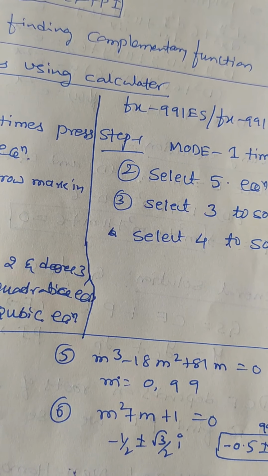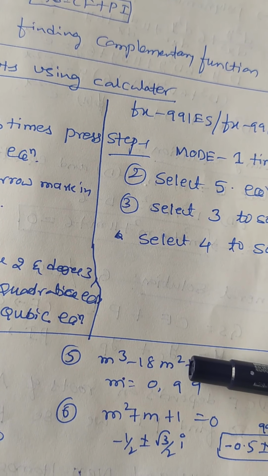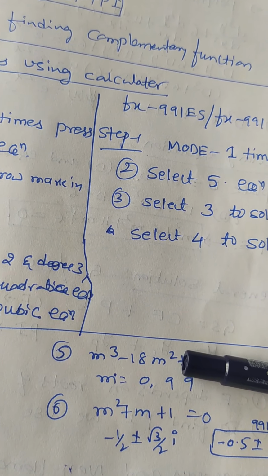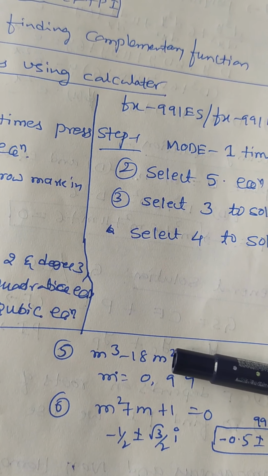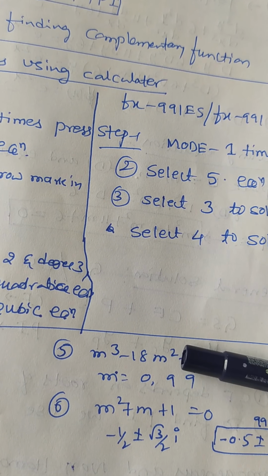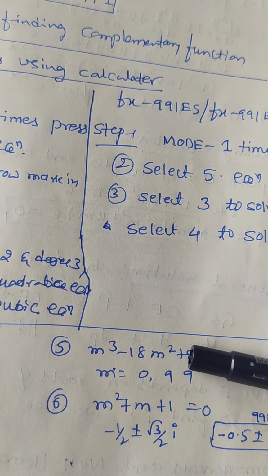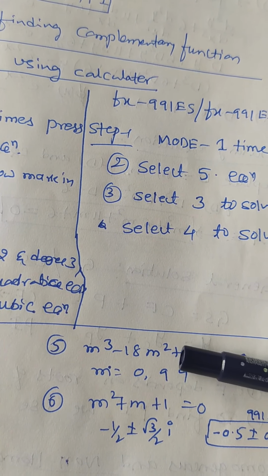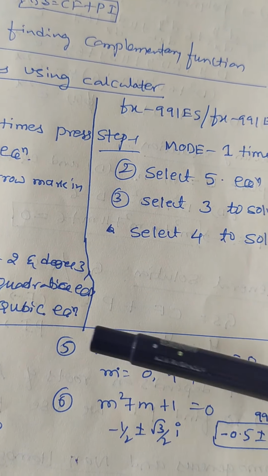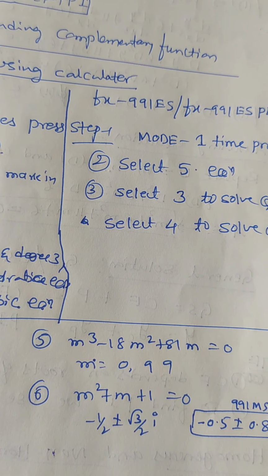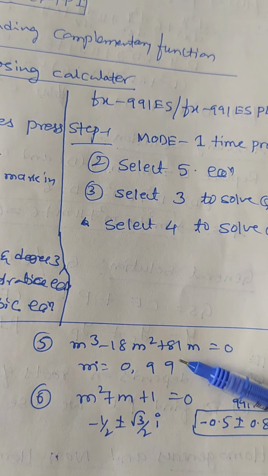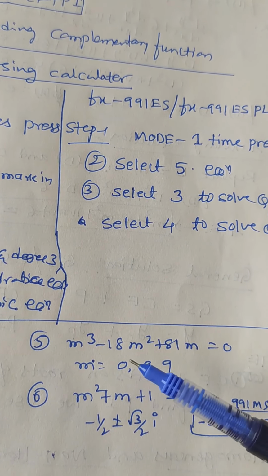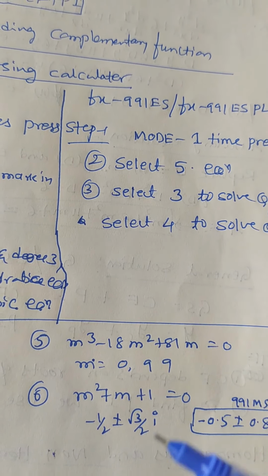Suppose the equation is like this, just m cube minus 18m square is equal to 0. See, the last term is m square, that means 0 repeats 2 times. Take m square common, then find the remaining one root. Okay, like that. Now in this equation, the roots are 0, 9, 9.